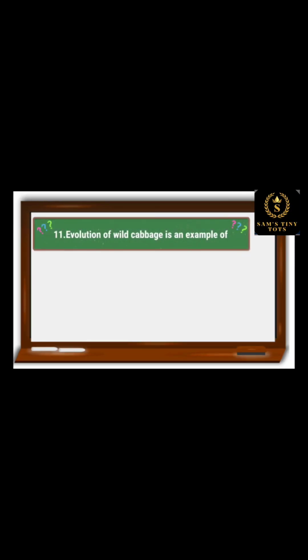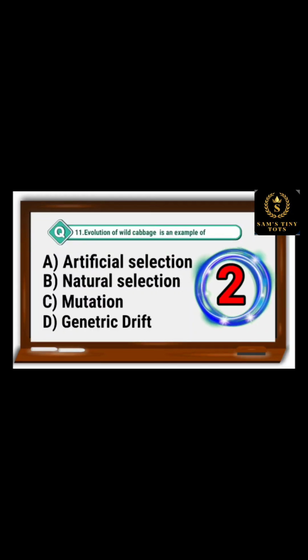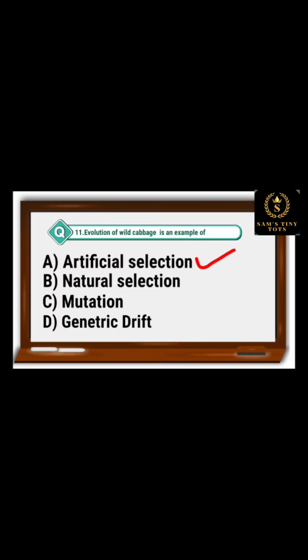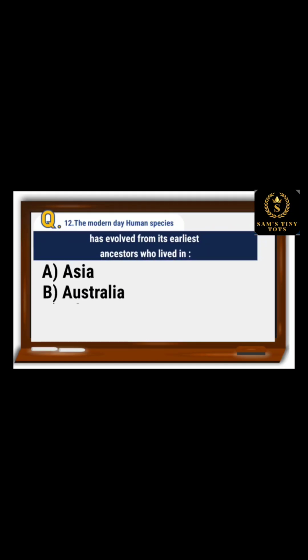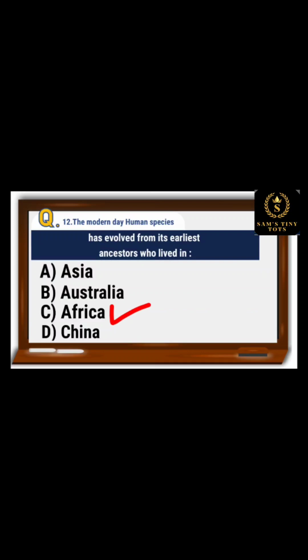11. Evolution of wild cabbage is an example of option A artificial selection, option B natural selection, option C mutation, and option D genetic drift. And the correct option is option A artificial selection. 12. The modern day human species has evolved from its earliest ancestors who lived in option A Asia, option B Australia, option C Africa, option D China. And the correct option is option C Africa.